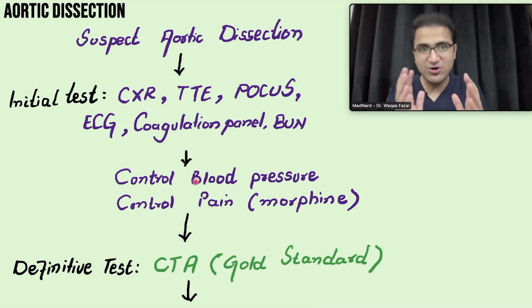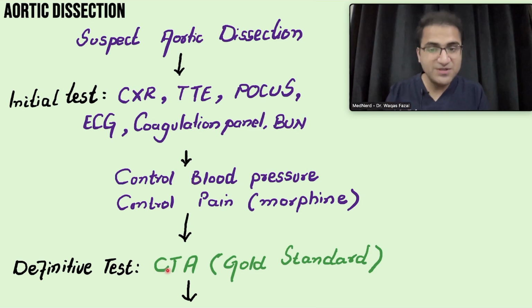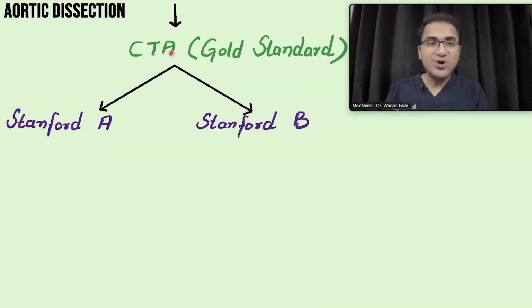If you are unsure about the diagnosis, you have to confirm the diagnosis by CT angiography, but till the time the patient is not stable, you cannot perform CT angiography. CT angiography will tell you whether it is ascending aorta aortic dissection, Stanford A, or it is involving the descending aorta, Stanford B.